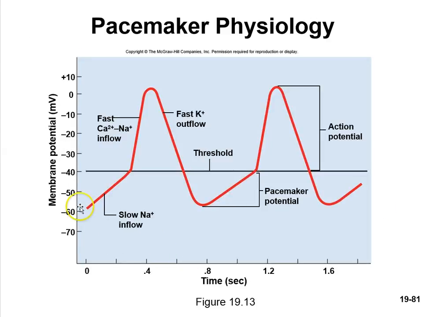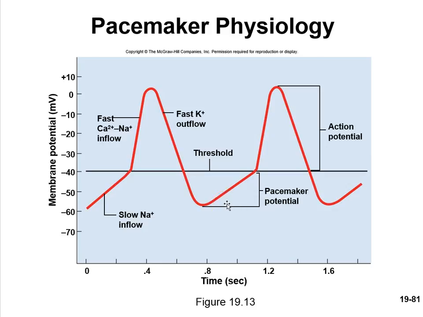Here's a diagram showing that. In the beginning here we have sodium leaking in, depolarizes, and we get threshold right here. We get faster depolarization. The calcium and sodium leaks in faster. Our peak here. Remember, this is the action potential here. Then the fast potassium channels open, rush out of the cell. So repolarization happens. And it'll start all over again.